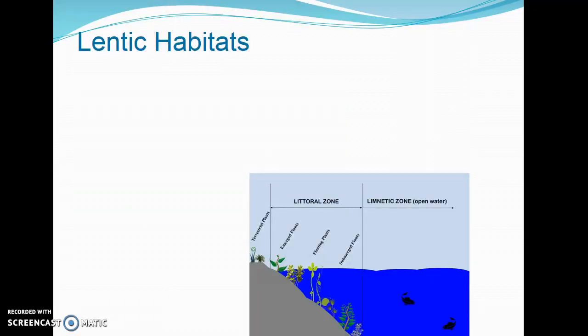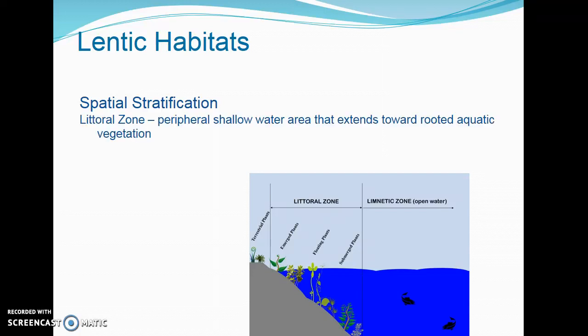So switching gears, we've been talking about the lotic habitat. It's time to switch over to lentic habitats, or our lakes and our ponds, more of our still water systems. So the lentic habitat has some spatial stratification going on. So let's look at that. And next Friday, we're going to do some surveying of this zone right here called the littoral zone.